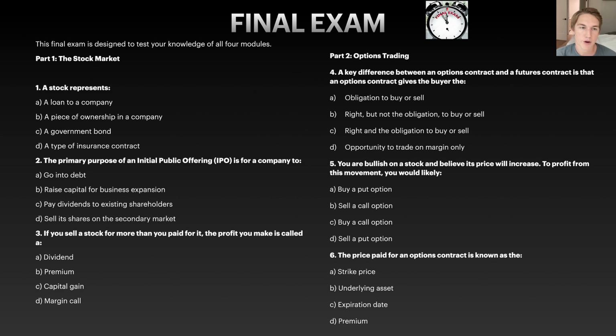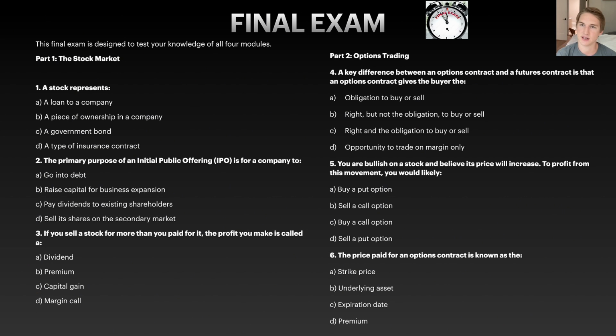Number 2, the primary purpose of an initial public offering is for a company to what? To raise capital for business expansion. B. Number 3, if you sell a stock for more than you paid for it, the profit you make is called a capital gain. C.